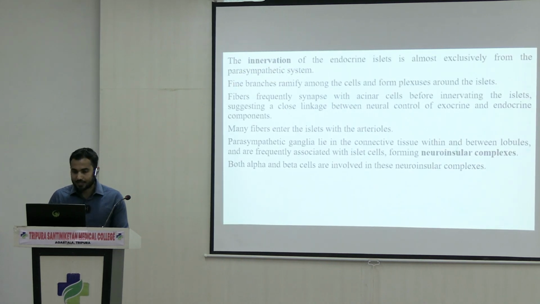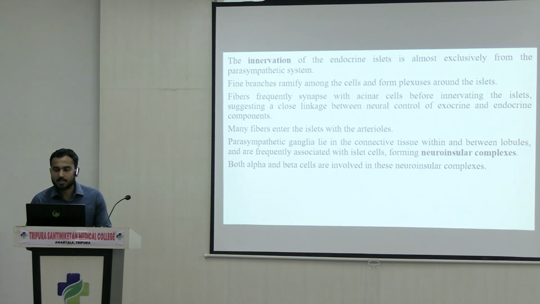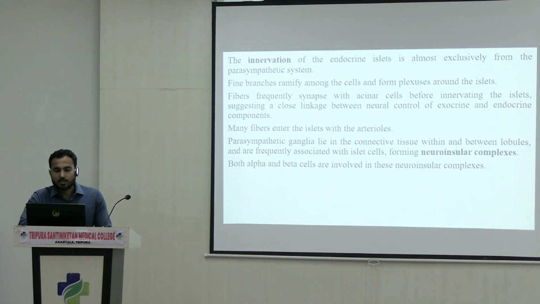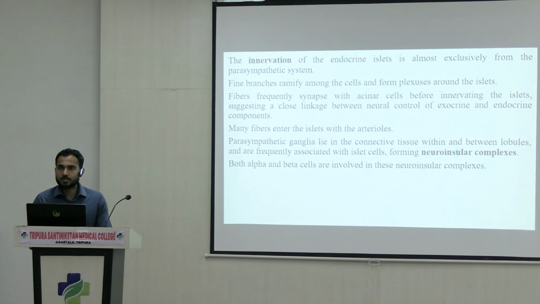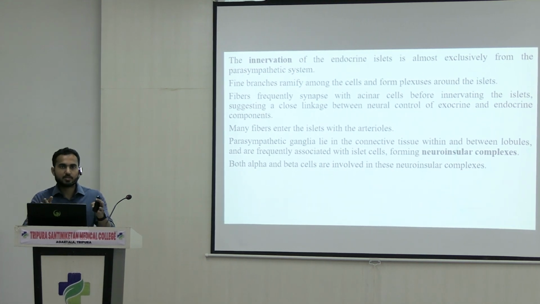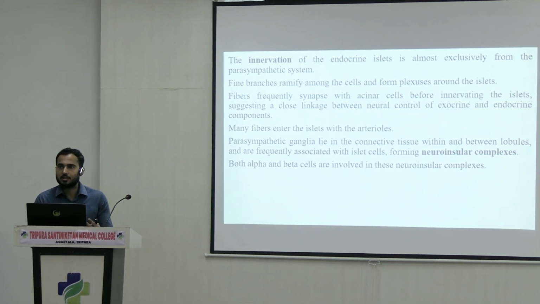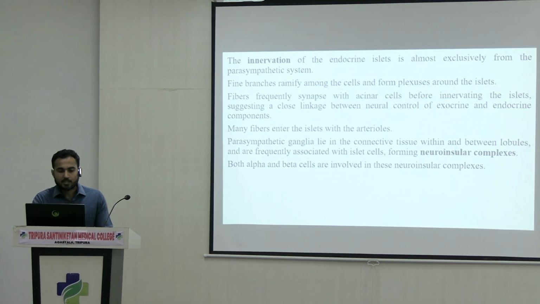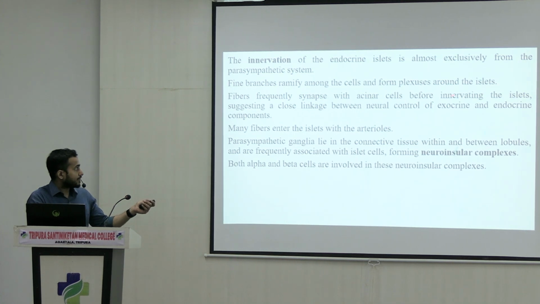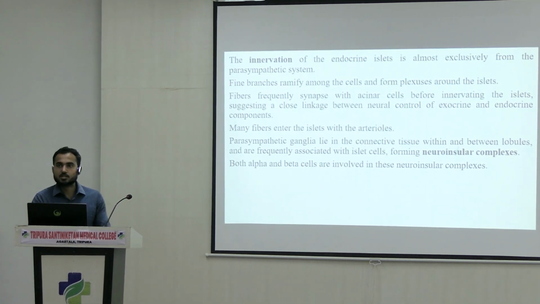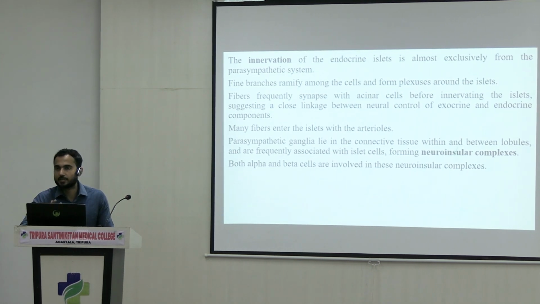Next, the innervation of the endocrine part is important, and it is mostly done by the parasympathetic system. Fine branches ramify among the cells to form a plexus around the islet. That means the postganglionic parasympathetic fibers redivide into smaller branches and form a plexus of nerves around the islets. The fibers first synapse with the acinar cells before innervating the islets. So acinar cells are innervated first.